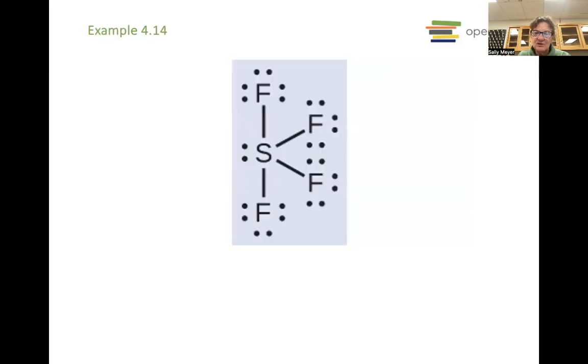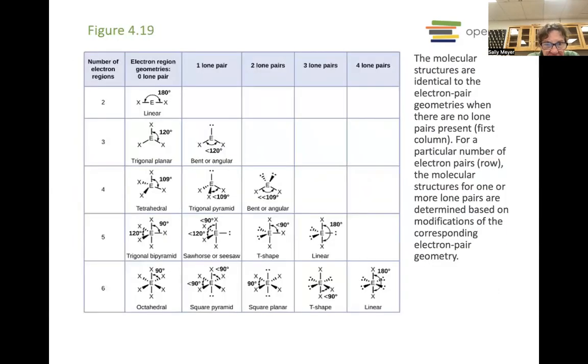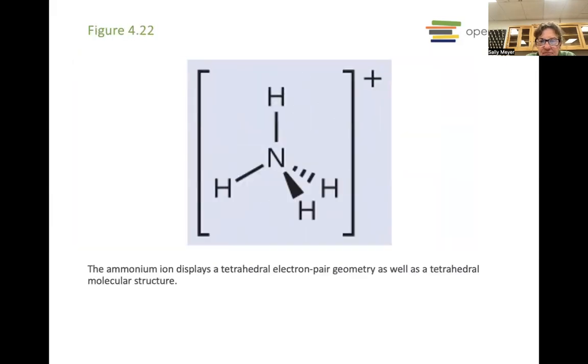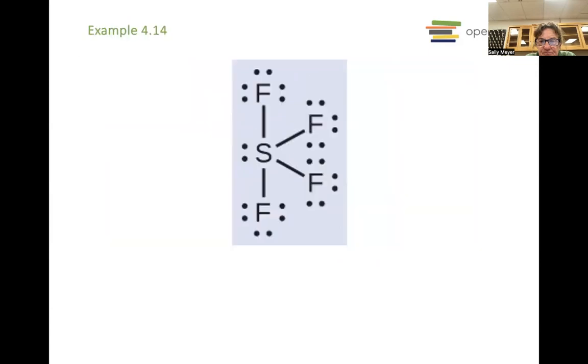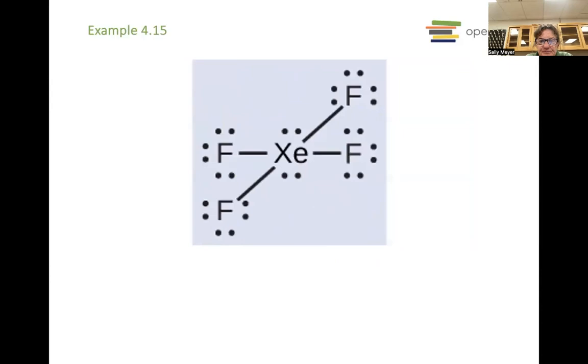This is just showing you essentially that the lone pair on sulfur changes it from what would be a tetrahedral geometry, but because of that lone pair, it is going to have a different name. In the fifth line, it's going to be a seesaw or sawhorse. And this is showing you why.